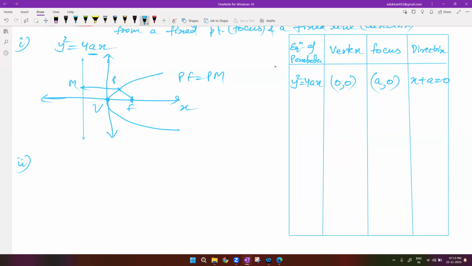So the axis of the parabola, and if you draw a perpendicular line to the axis which passes through the focus, that is called latus rectum, right? So a latus rectum is basically a perpendicular to the axis which passes through the focus.